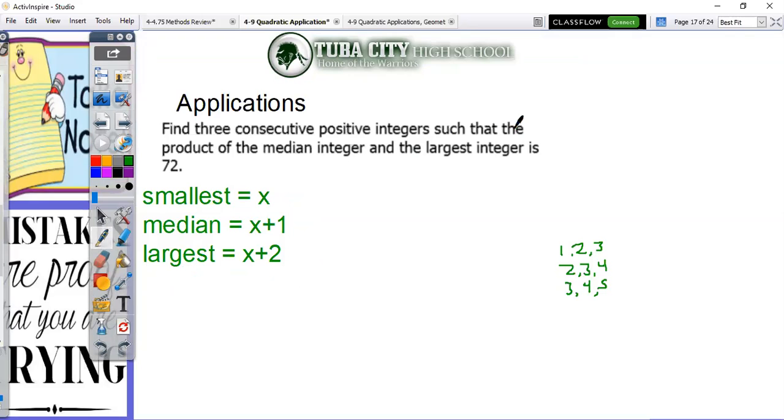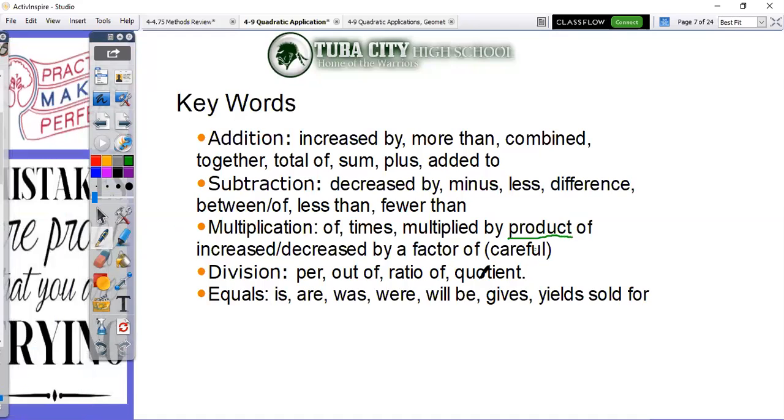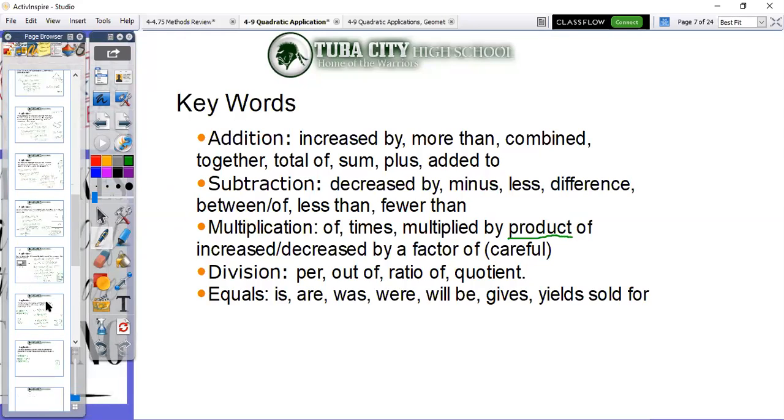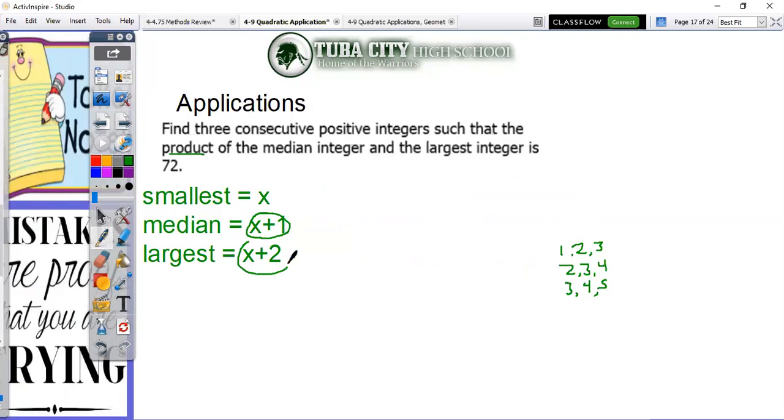Such that the product, so this means we're multiplying, right? Because if we look at our listing here, product means it's going to be a multiplication problem. So the product of the median and the largest is 72. If I multiply these two together, I get 72: x plus 1 times x plus 2 equals 72. I'm going to multiply this out using my FOIL method. That would be x squared, and then x times 2 is 2x plus 1x, that would be 3x. And last numbers, 1 times 2 is 2.